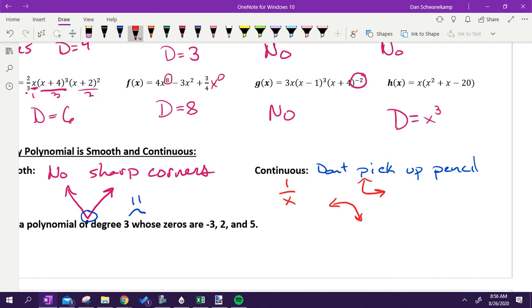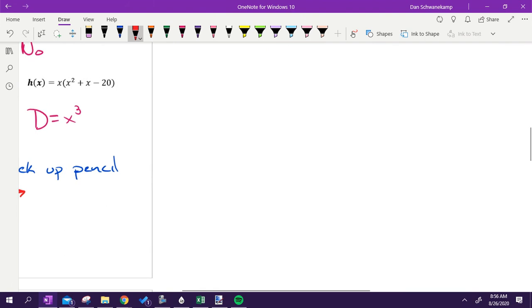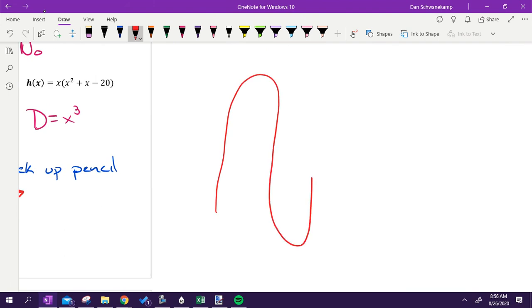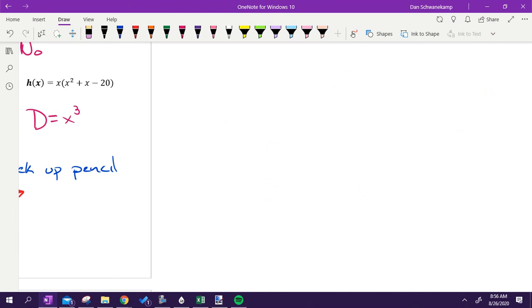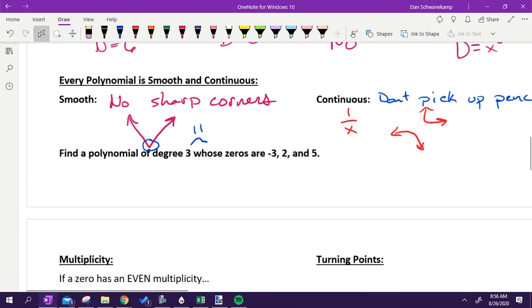Okay, so every graph that we have is going to be smooth and continuous. So think about what that means. Nice long lines that make smooth, continuous turns. Okay, those are what polynomials are going to look like. I hope we make one just like that. That's super cool. All right, this next question.